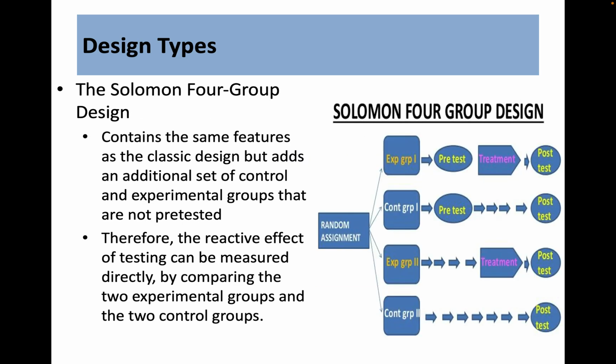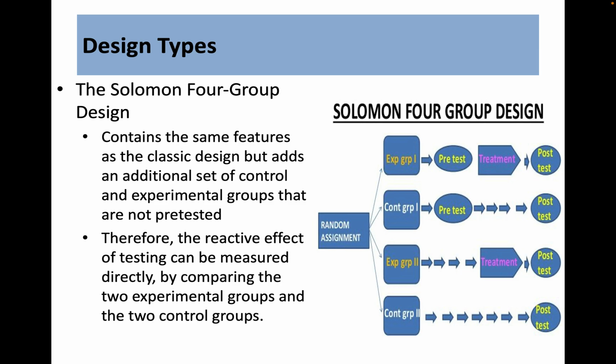The Solomon 4-group design contains the same features as the classic design, but adds an additional set of control and experimental groups that are not pre-tested. Now, the probability of you using a Solomon 4-group design in social science is not that great. You just need to understand this. I don't really expect you to use these designs or to even talk about these designs. All I want you to do is be aware of them. That's why we're talking about the pre-test, post-test. You probably aren't going to do that.